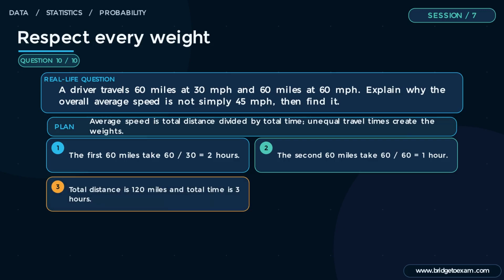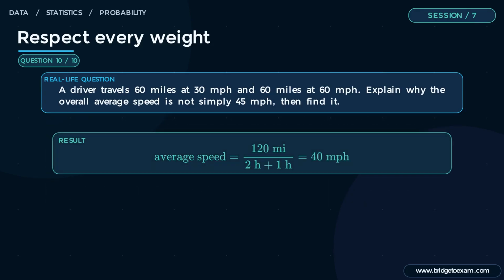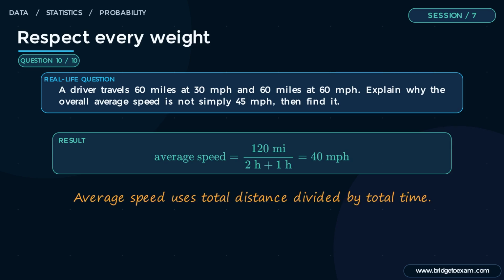Step 3. Total distance is 120 miles and total time is 3 hours. Step 4. Average speed is 120 divided by 3 equals 40 miles per hour. Quick check. At 40 miles per hour for 3 hours, the driver would cover the same 120 miles. This matters in real life because transportation averages must reflect how long or how far each rate applies.